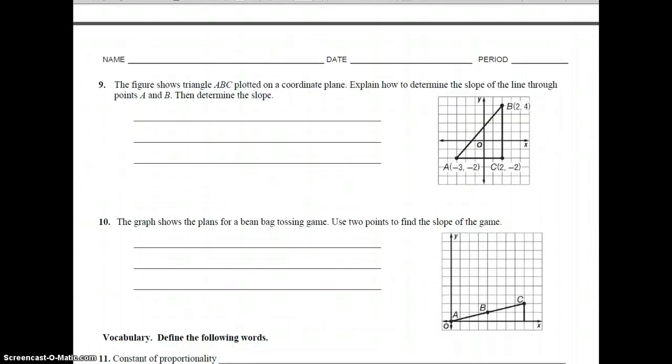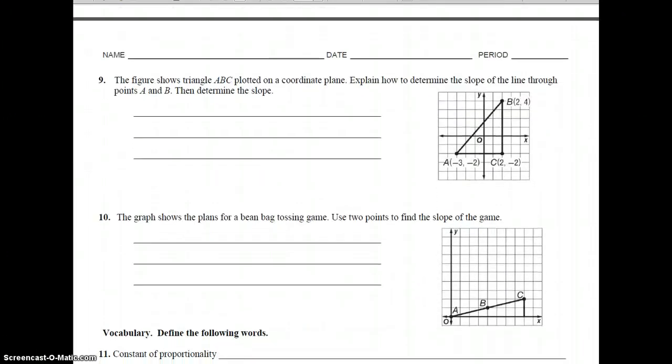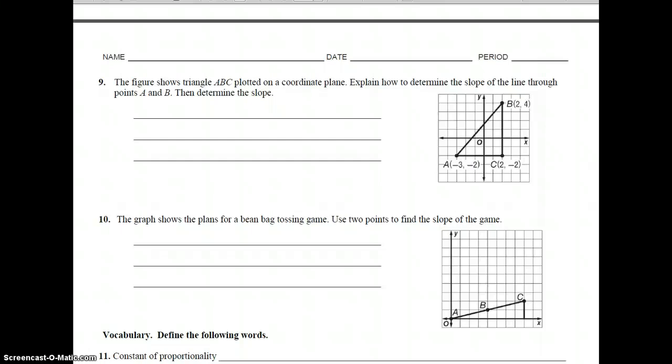All right, 2 questions left. We're looking at 9. Yes, sir. Let me just get through this really quick before we run out of time on our video, and I'm happy to listen to your explanation because you may have thought about it in a different way than I did. Number 9, the figure shows triangle ABC plotted on a coordinate plane. Explain how to determine the slope of the line through points A and B, then determine the slope. You know what, AJ, how would you find that?